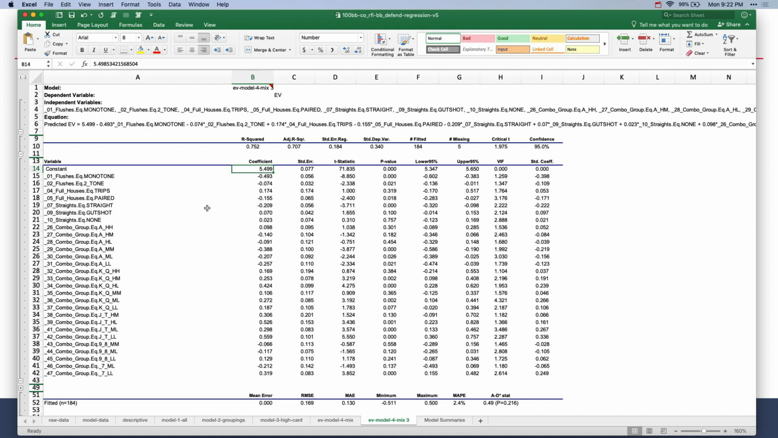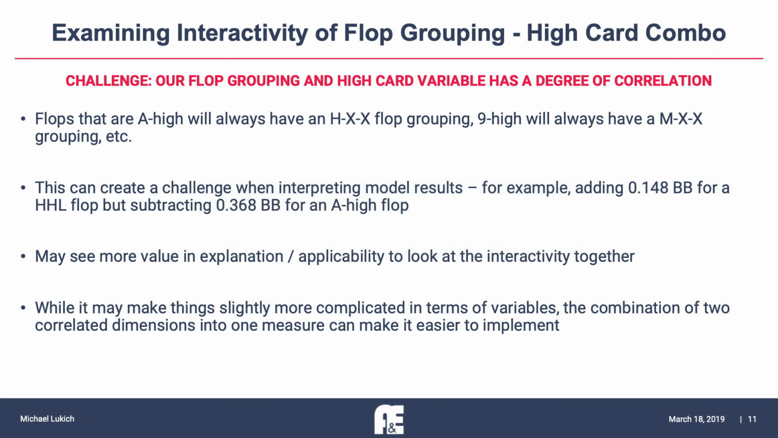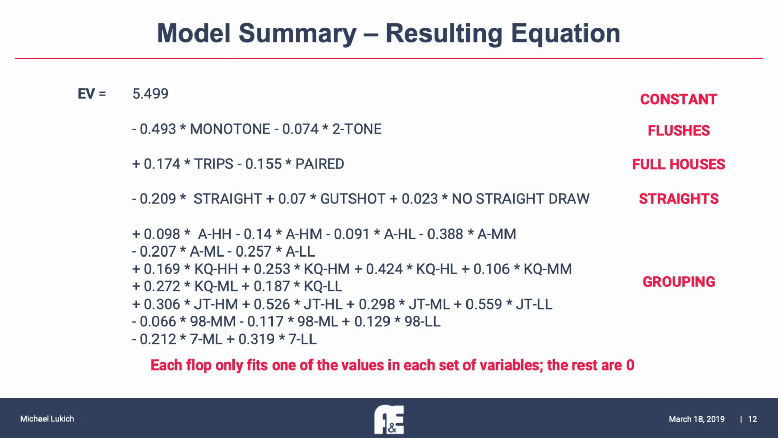The presence of a straight is going to drop it by 0.209 big blinds, etc. So going back to our actual presentation itself, what does that actually tell us? So this is our resulting equation of what that model results, and I've broken this up into our different areas. So it's 5.499.